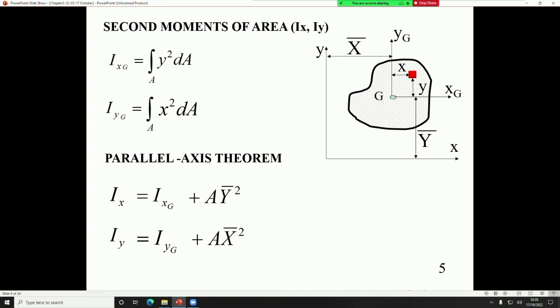Textbooks, I mean, this is an engineering topic. I really like it. I can show you here. It takes about 10, 15 minutes to prove this equation to you. But I would suggest you refer to the recommended textbooks. You can find the proof there. So why can we say Ix is equal to Ixg A plus A y bar squared?